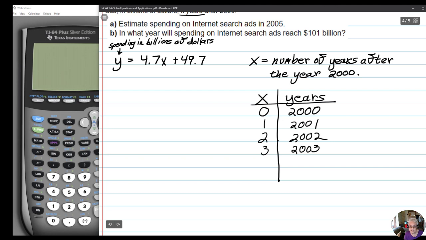Now, we're being asked about 2005, so we might as well just go ahead and count. 2003 is 3 years after the year 2000. 2004 is 4 years after the year 2000. And 2005 is 5 years after the year 2000.